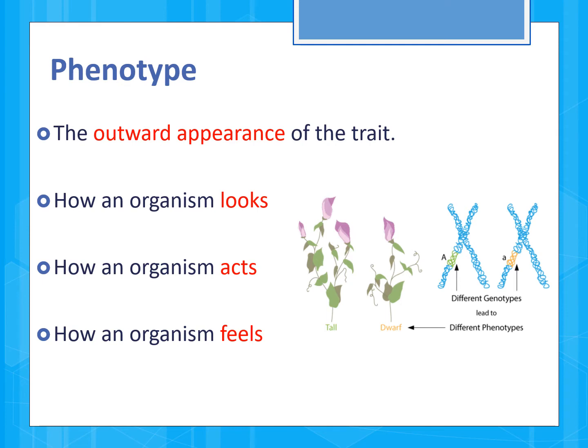So if we have a look at the diagram on this slide, we've got a gene for a tall plant and an allele for the dwarf plant. So which alleles the offspring inherits determines its phenotype, its characteristic. If it inherits the allele for tall, it'll be a tall plant. If it inherits the allele for the dwarf, it'll be a short plant. So the genotype determines the phenotype.